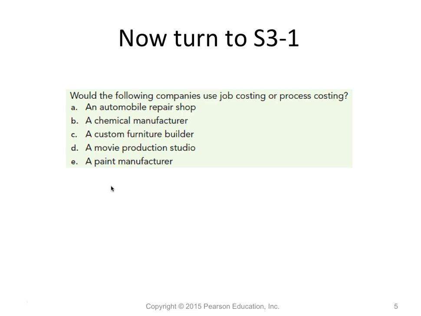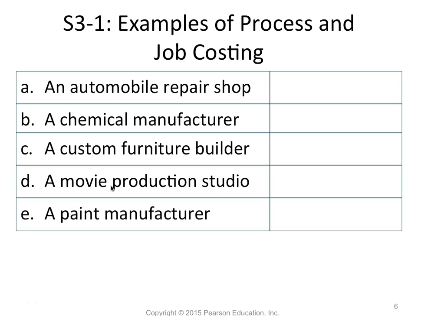So here are some examples. Let's take a look. An automobile repair shop. Would that be job costing or process costing? Of course, each automobile is different. Some automobiles may come in for just an oil change. Some come in for very big things, for a collision, almost totaled or something. So it'll be very different. So that'll be job costing.